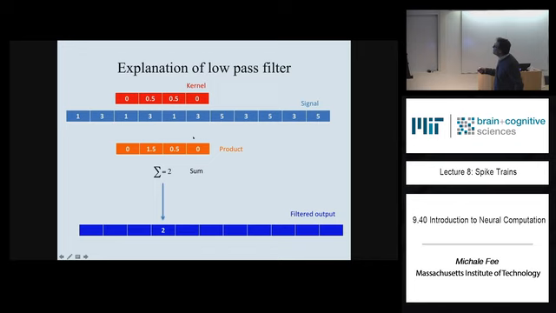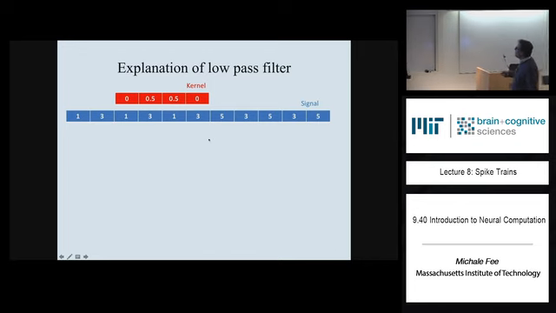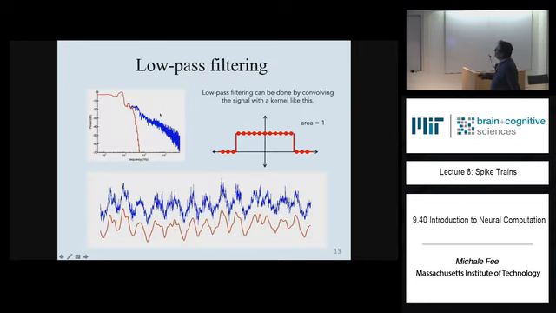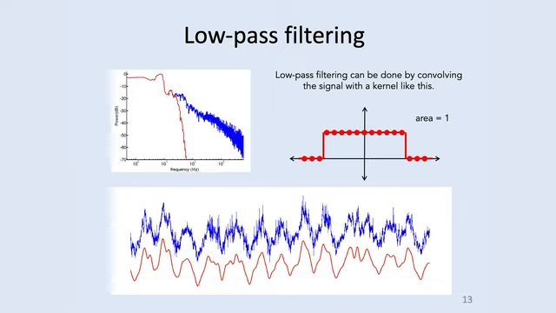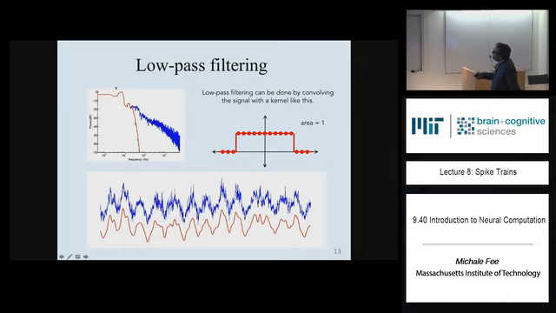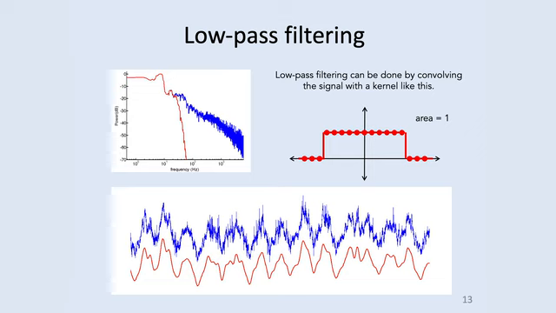And if we go back and look at the spectrum of what the low-pass signal looks like, you can see that the low-pass output retains all of the power at low frequencies and gets rid of these high-frequency components right here. So the low-pass signal has no power at high frequencies.